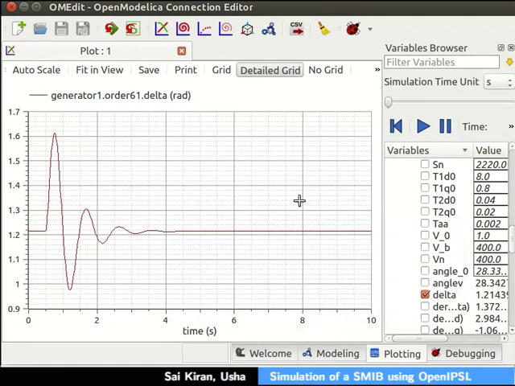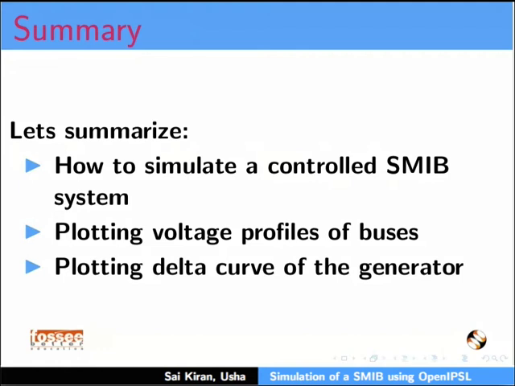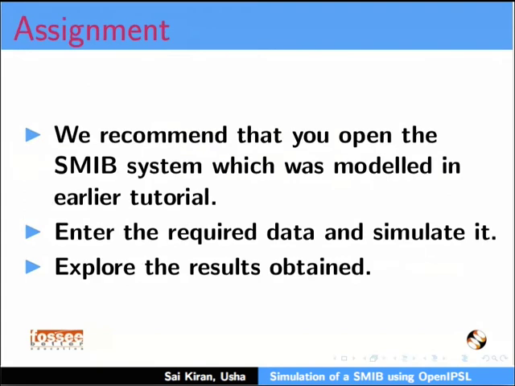This brings us to the end of this tutorial. Let us now summarize. In this tutorial, we have learned how to simulate a controlled SMIB system, plotting voltage profiles of buses, plotting delta curve of the generator. As an assignment, we recommend you to open the SMIB system which was modeled in earlier tutorial. Enter the required data, then simulate it. Then, explore the results obtained.